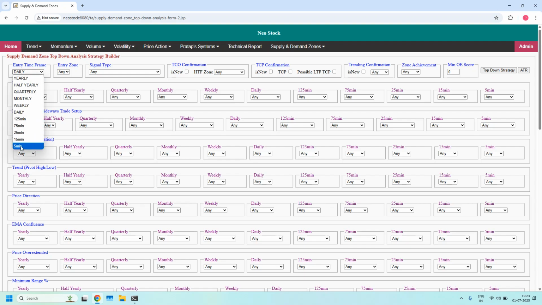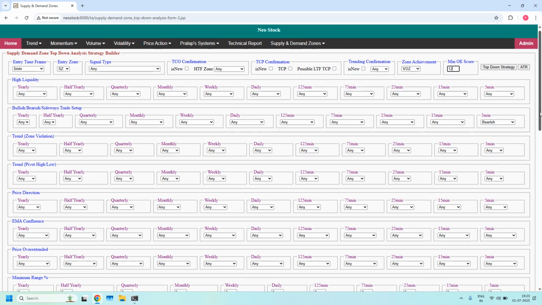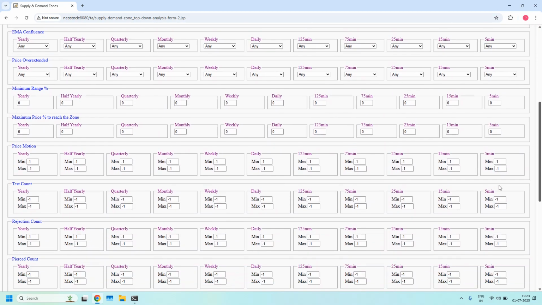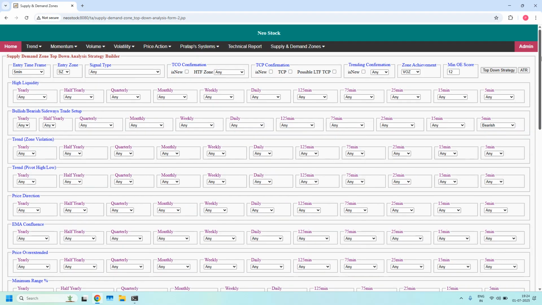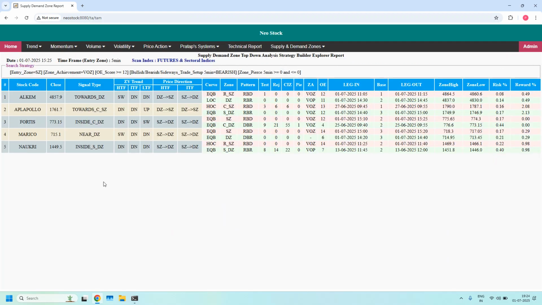Entry time frame is 5 minutes. Entry zone, supply zone, and also here at 5 minutes bearish zone achievement VOZ, minimum order enhances score 12, and 5 minutes supply zone should not be pierced. So in the pierced count, 5 minutes minimum value 0, maximum value 0. Let's filter. We got 5 stocks.